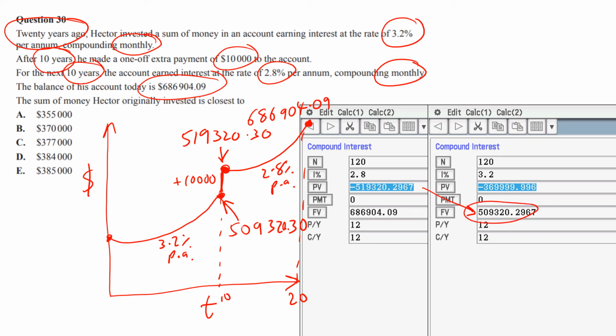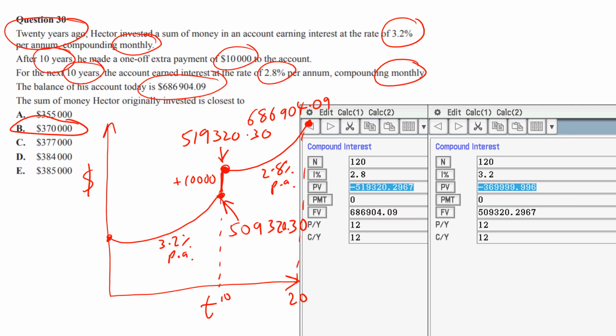And that's how I got this number. I just did cut and paste. Decimal points aren't going to make a huge amount of difference. Change my interest rate there, and everything's worked out beautifully because that looks really, really close to 370,000. So starting from this point, which is this point, and then going backwards with the 3.2 for another 10 years, we got to that point, which is basically 370,000. So the answer was B.